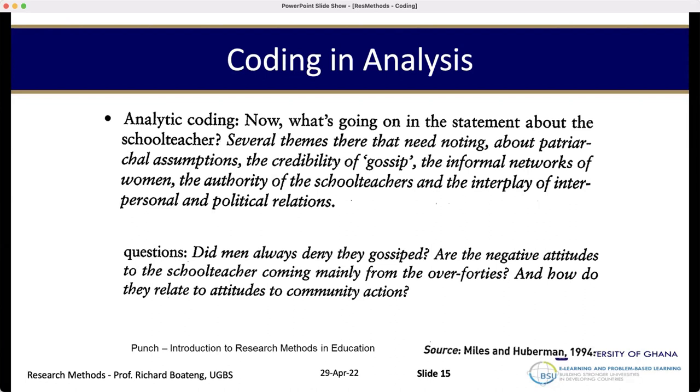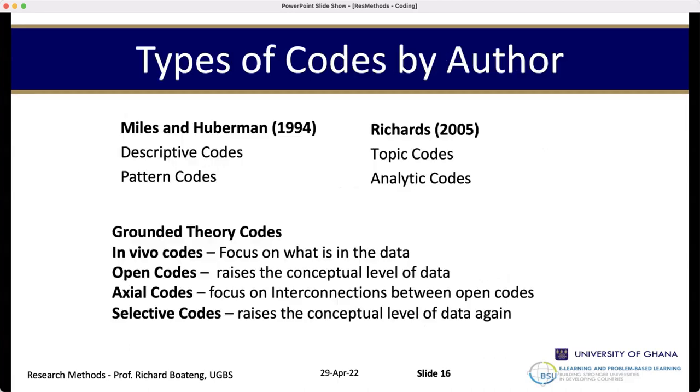So did men ever deny that they gossip? That is the question we can ask in terms of analytical code. Are there negative attitudes to the school teacher, and are the negative attitudes coming from those over 40? Because you see that he has combined some codes together. This is coming from a descriptive code, this is also coming from a topic code, and he has combined them together. How do they relate to the attitudes to the community action? So these are the things he is going to come up with, and then use to analyze. Now, what are you seeing here? Miles and Huberman themselves.